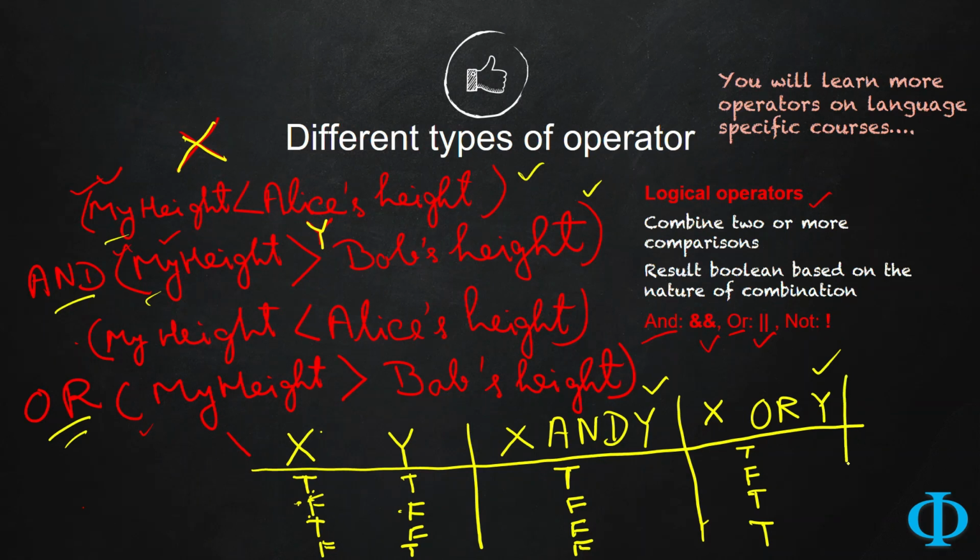And the meaning of not is very simple. It will just negate the value. Not X, for example, means if the actual value of X is true, not X will be false. If the actual value of X is false, not X will be true. In the same way, not Y is also like that. If the actual value of Y is true, then not Y will return false, and if the actual value of Y is false, then not Y will return true. So this is all about the logical operators.